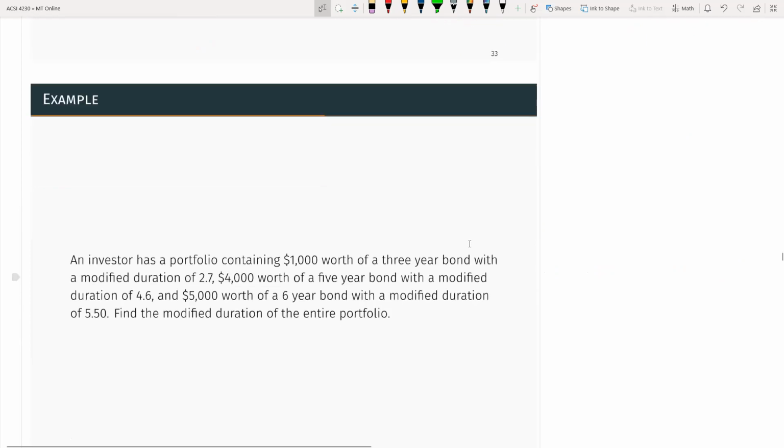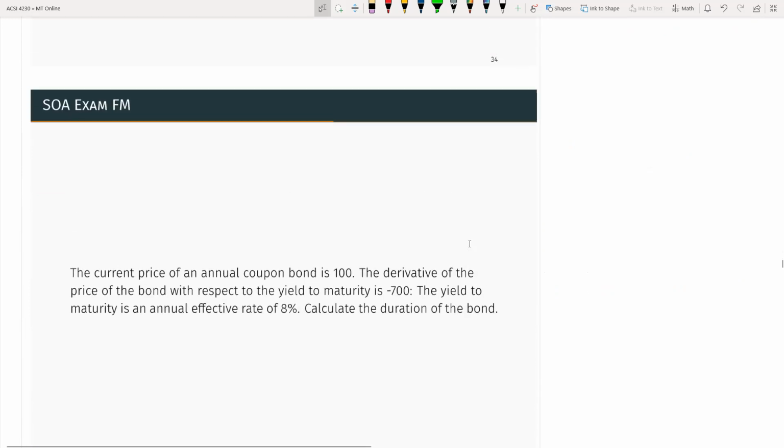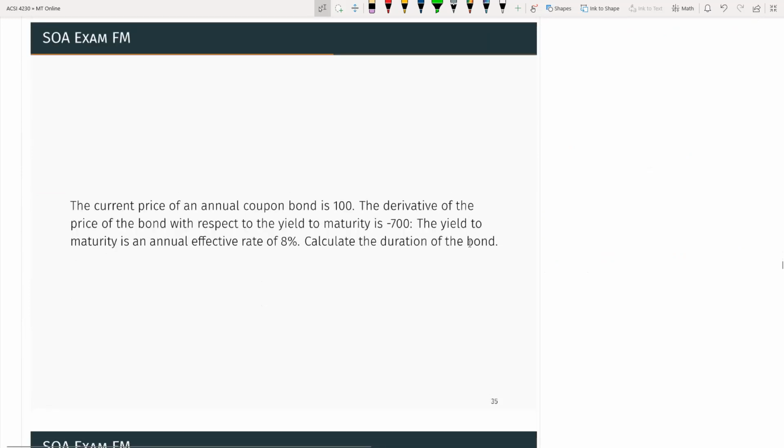So here is another similar type of problem. Now let's see what kind of problems you will see in the exam. In the exam, they can give hard ones, but usually it should be something a little bit easier. The current price of an annual coupon bond is 100. So you don't have to calculate the price. It's given, so you can see how they make it easier.